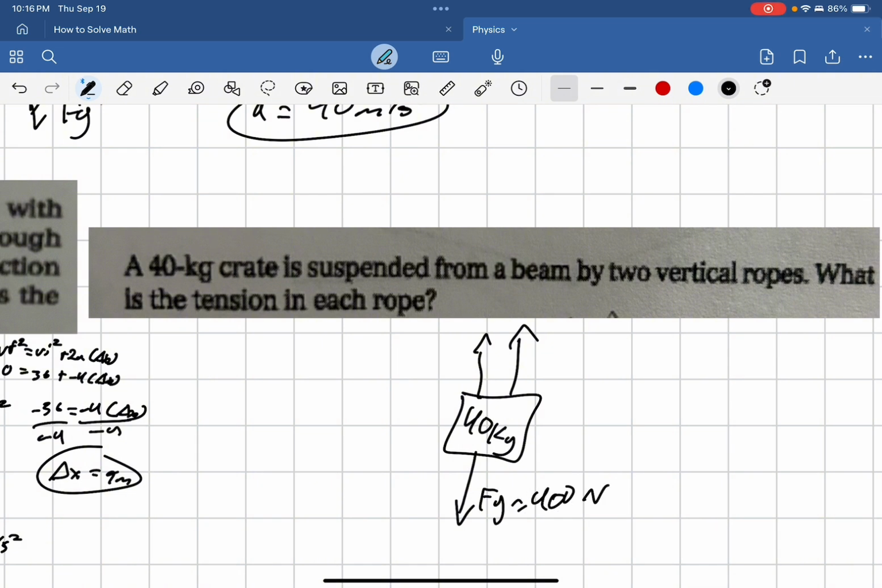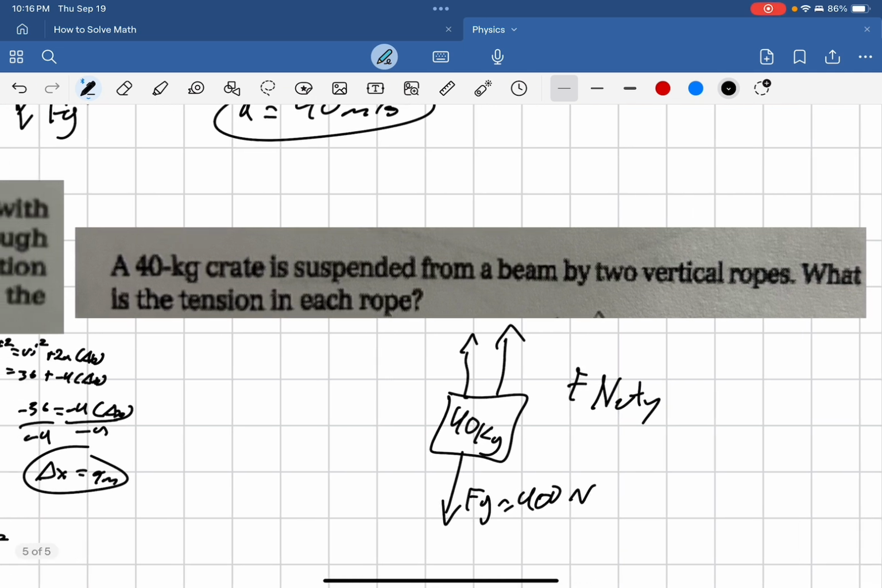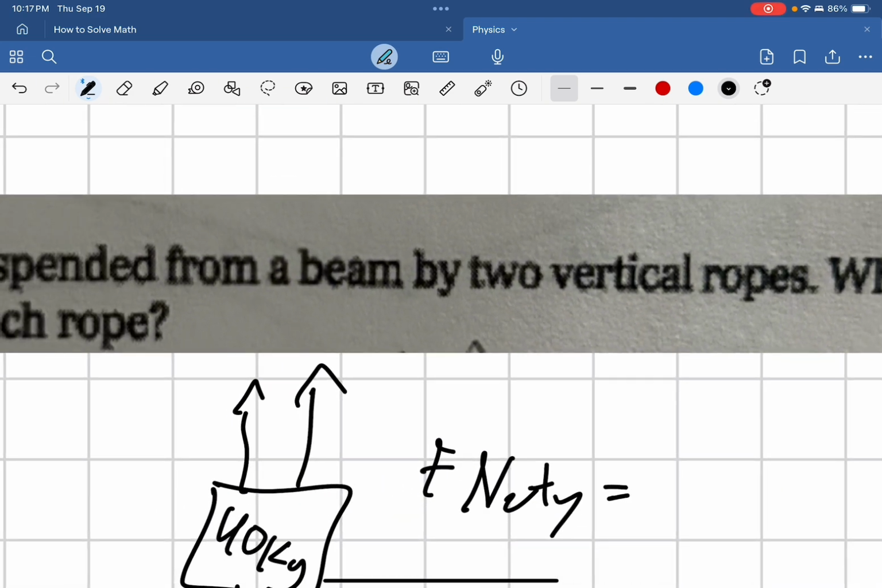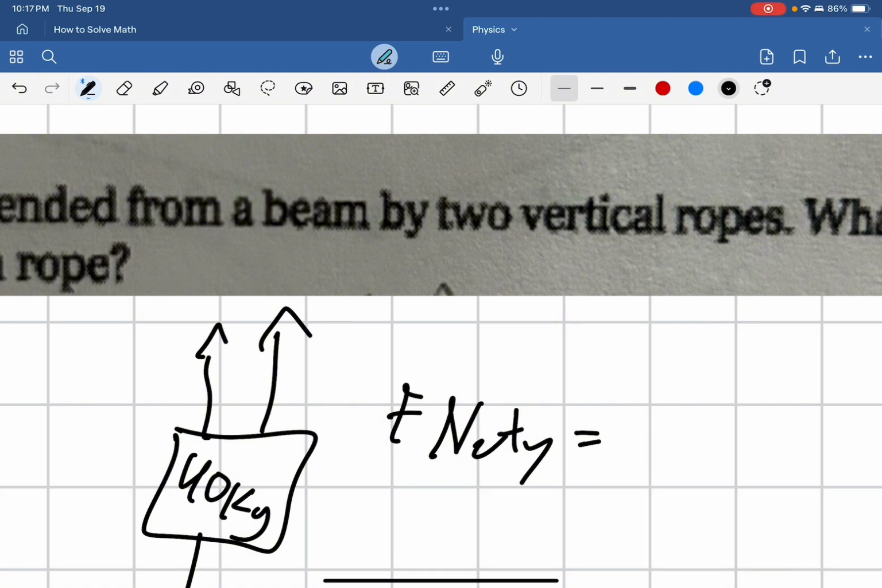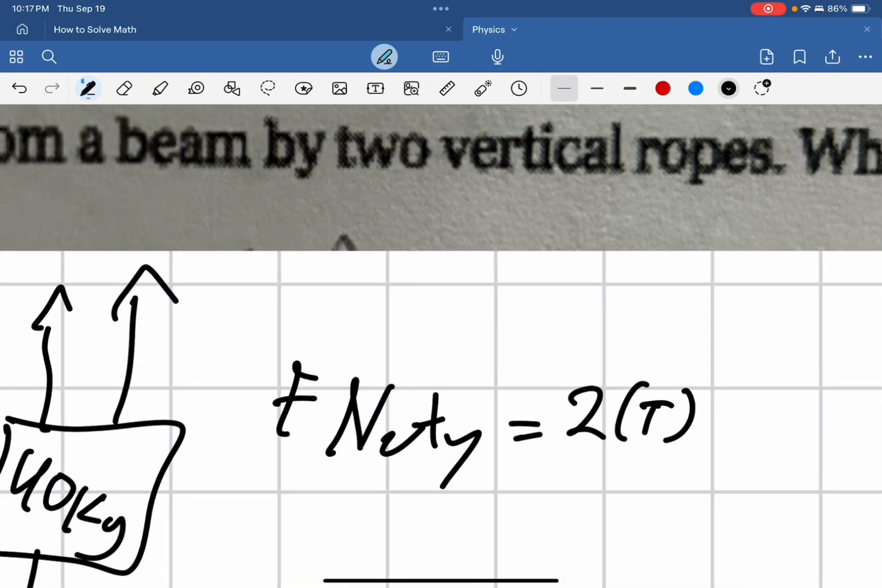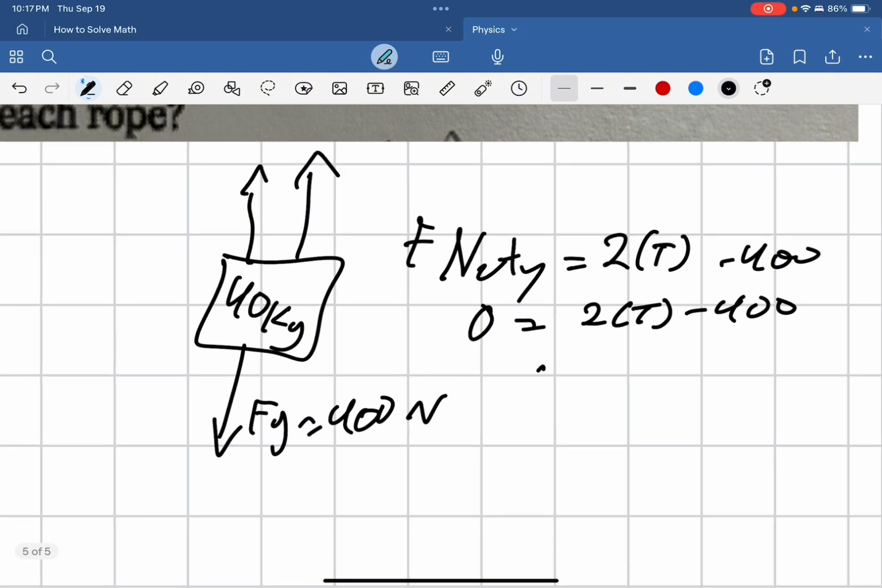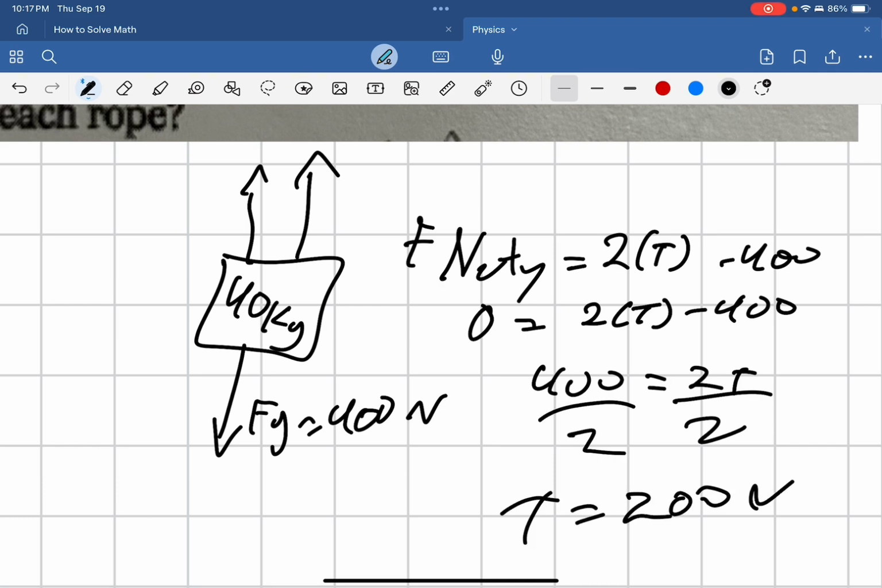These 2 ropes should, sorry, F net of y. These 2 ropes should hold the exact same value of newtons as F of G, so you can really quickly figure out what it is. Since it doesn't really specify anything about these, and by painting a picture, these 2 ropes seem to have the exact same tension. All you've got to do is 2 times T minus 400, right? And since it's not moving in the y direction, it's just going to be 0. It's equal to 2 times T minus 400, which we just move 400 to the other side, 400 is equal to 2 times T, divided by 2. T is equal to 200 newtons, and there you go.